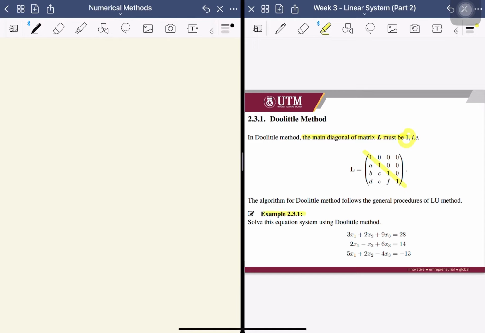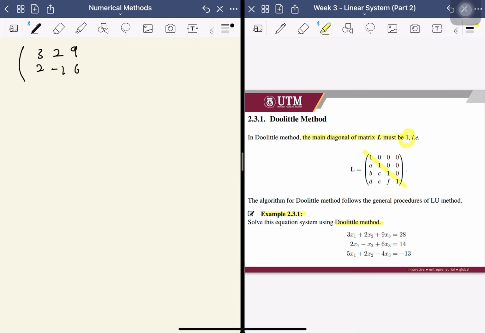I think it will be easy based on the example. The question asks you to solve this equation system using the Doolittle method. First thing first, the idea is to get it in matrix form. From the question given, you can transform it into this one: 3, 2, 9, 2.